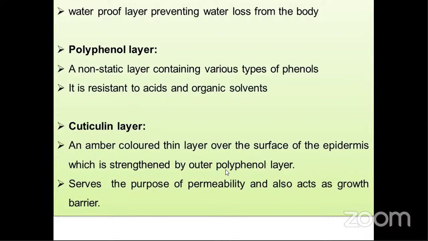Next, the cuticle layer. It is amber in color, a thin layer over the surface of the epidermis, strengthened by the outer polyphenol layers. The main function of the cuticle is permeability. It can also act as a growth barrier. So these are some points related to the epicuticle.